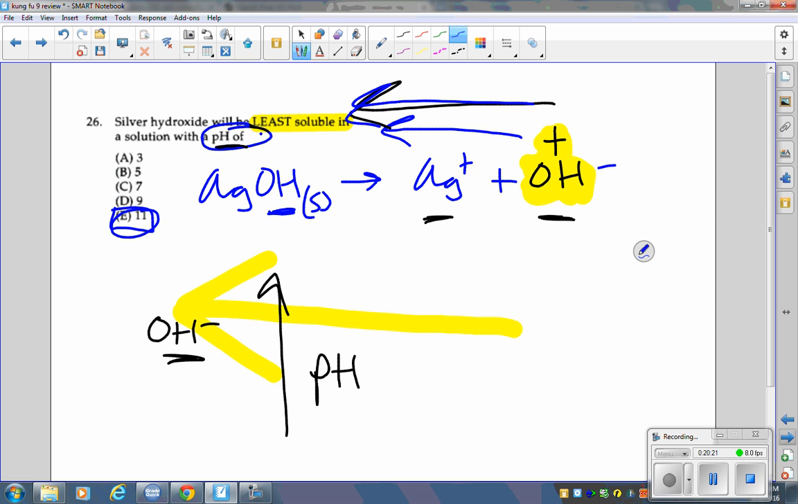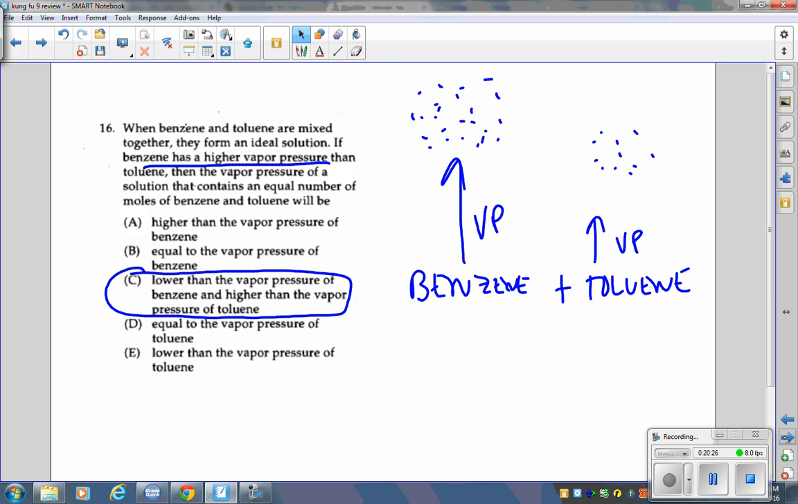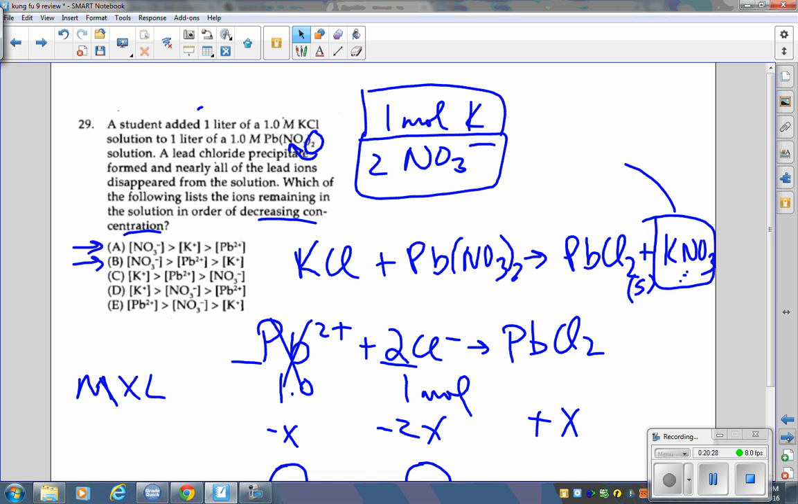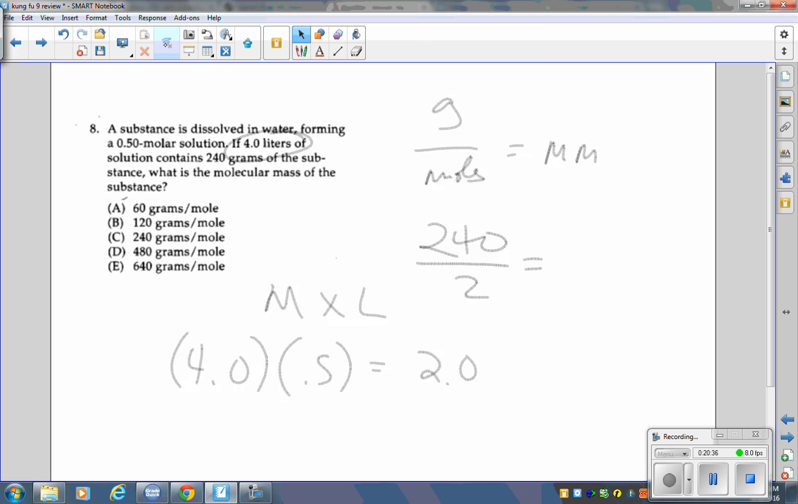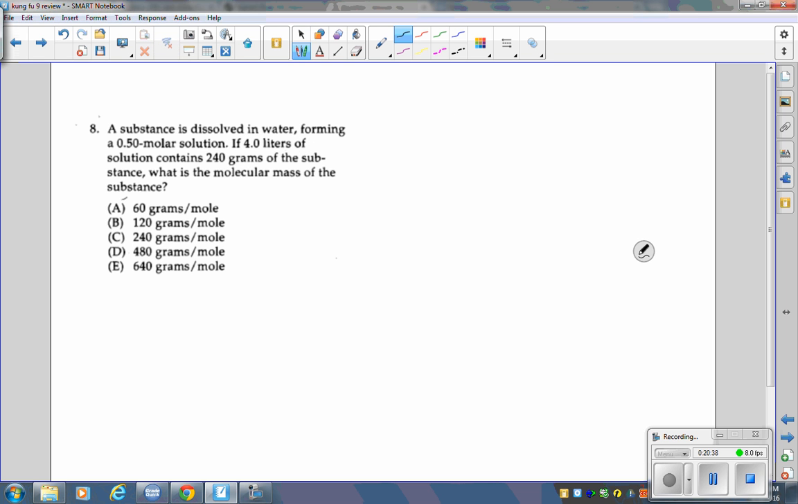Next. Okay, this is the last one I think I assigned. If I look here, it says you have a substance in a 0.5 molar solution. So the molarity is 0.5. I'm going to put it in the equation. Moles is on top, liters is on the bottom. It says I have 4 liters of it. So I have 4 liters of the solution.